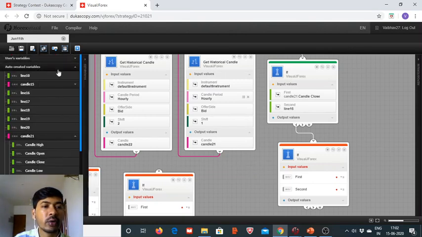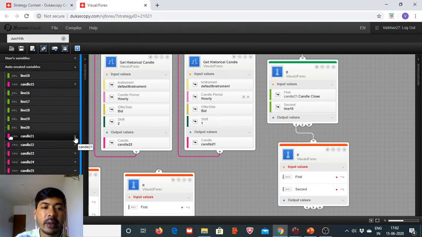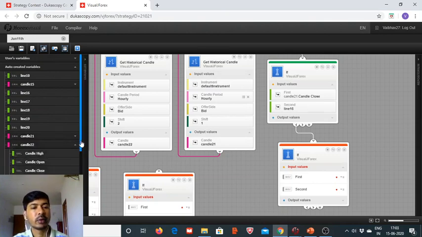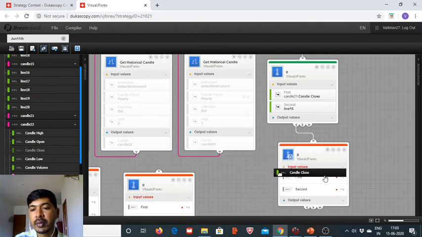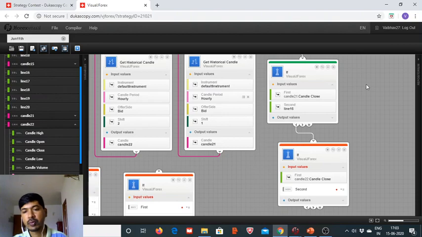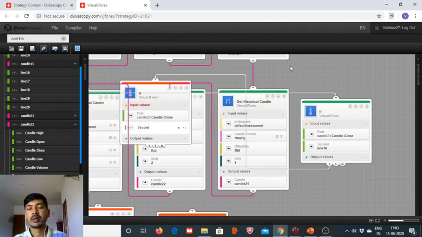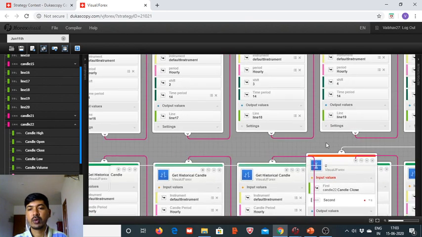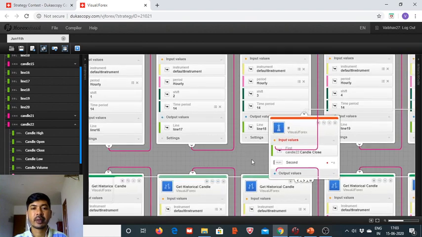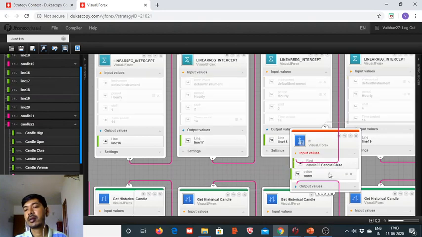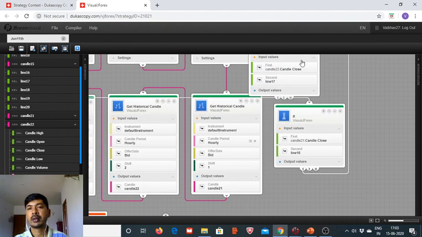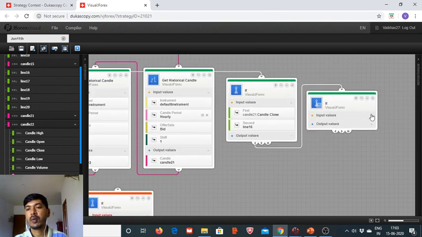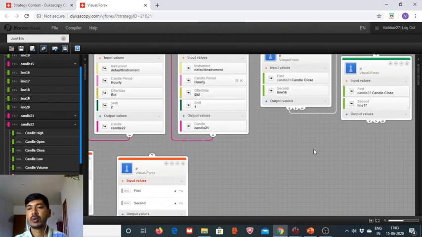We want candle 22's close to have been above that hour's linear regression intercept, meaning it was in the retracement zone, and for that we have to compare candle 22's closing value to the linear regression intercept value with look back period of 2. So we go back here and we take line 17, and line 17 should be less than candle 22's closing value, meaning candle 22's close is above line 17. That means first input greater than second input.